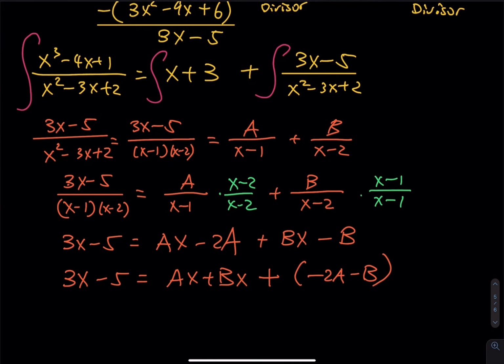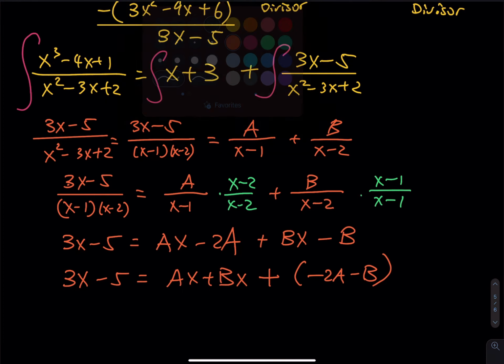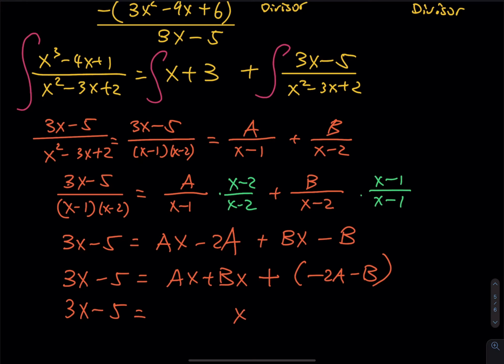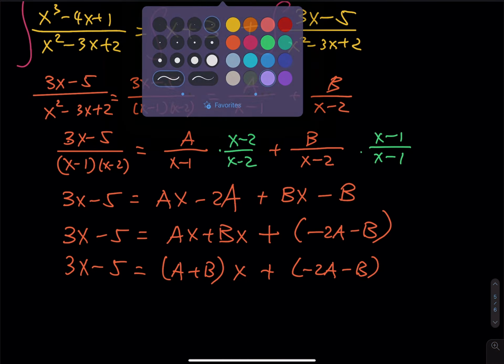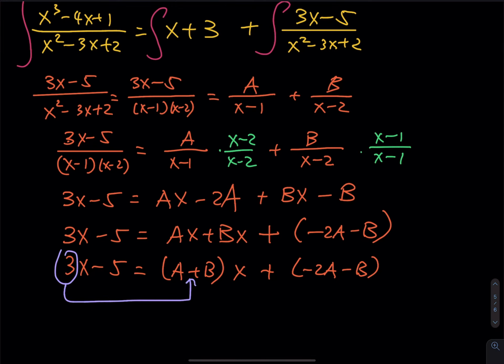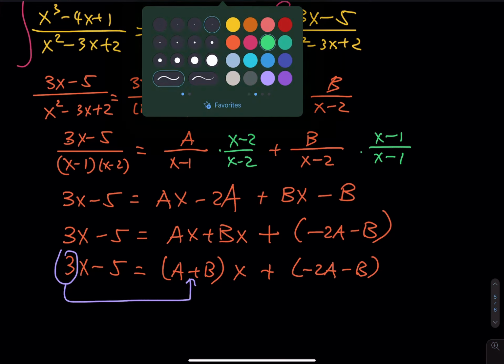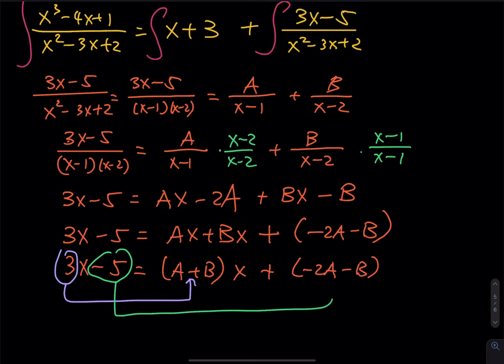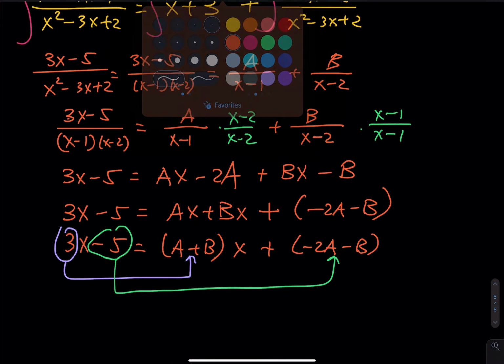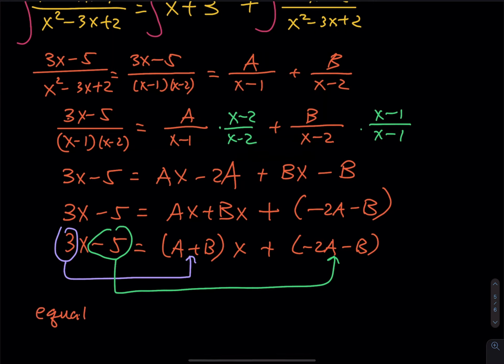Okay, let's do the equating coefficient. Should we do another line? Yes, we should. 3x - 5, factor out the x: (a + b)x, and then plus (-2a - b). Okay, let's do the equating coefficient. 3 is equal to a + b, because 3 is the coefficient of x, and a + b is the coefficient of x, and then negative 5 is equal to the whole constant part. So equate the coefficients. I will just write COEFF for short.